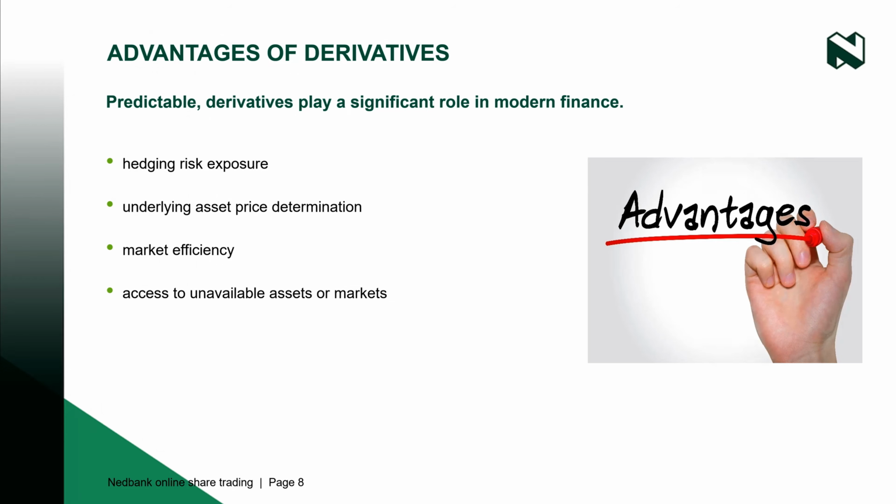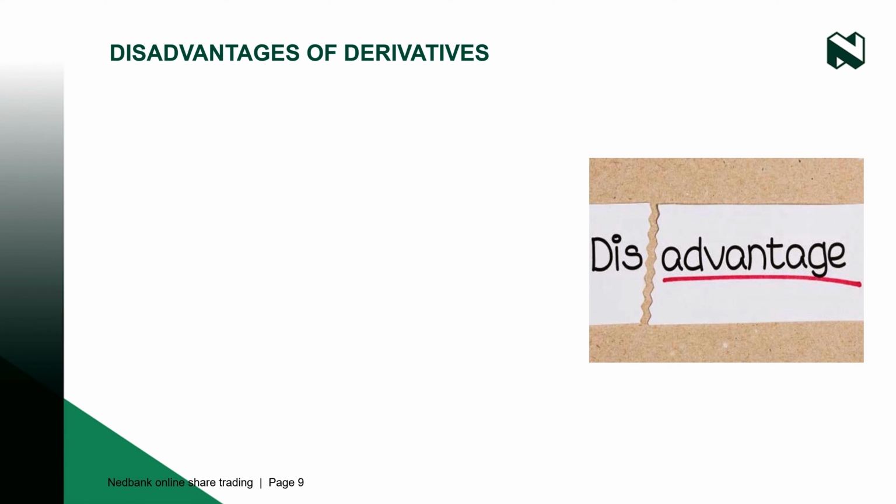Then what are the disadvantages of derivatives? Despite the benefits that derivatives bring to the financial markets, they also come with some significant drawbacks. Derivatives played a major role in the global financial crisis of 2007 and 2008. The rapid devaluation of mortgage-backed securities and credit default swaps led to the collapse of financial institutions and securities around the world.